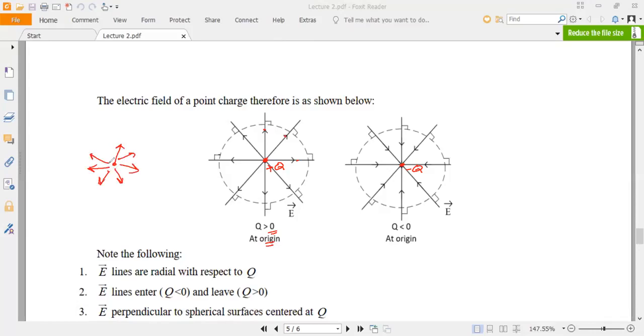It has already exerted this kind of pressure everywhere around the charge, and it is radial. It is going away. So if you place any light charge in this, suppose I place it here, then it will feel a push away from it because the electric field intensity is going away. So it will feel a push in this direction.